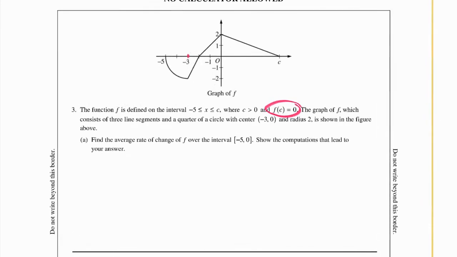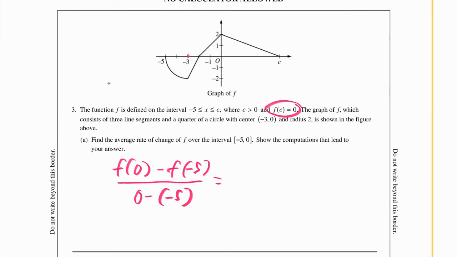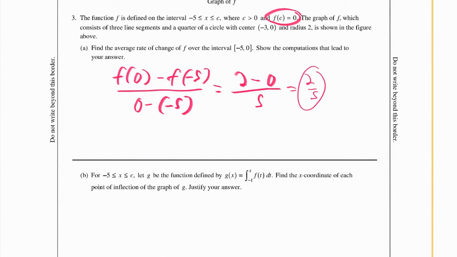This completely ties into what we were talking about because the average rate of change is f of 0 minus f of negative 5 over 0 minus negative 5. And finishing that up, f of 0 is 2, minus f of negative 5 is 0, over 5. This just gives you 2/5. So right away, that's a seemingly simplistic problem to talk about, but it's also one that is so easy to kind of miss because you don't know what you're doing.